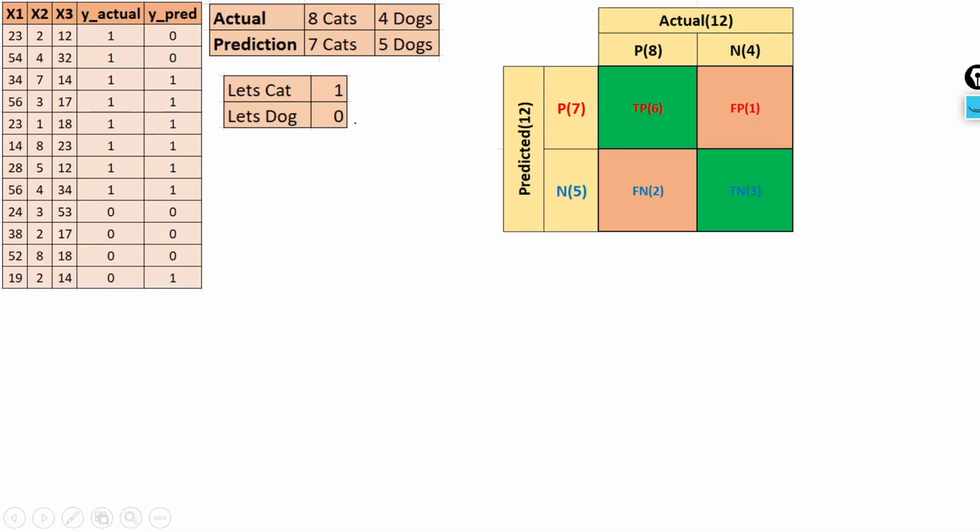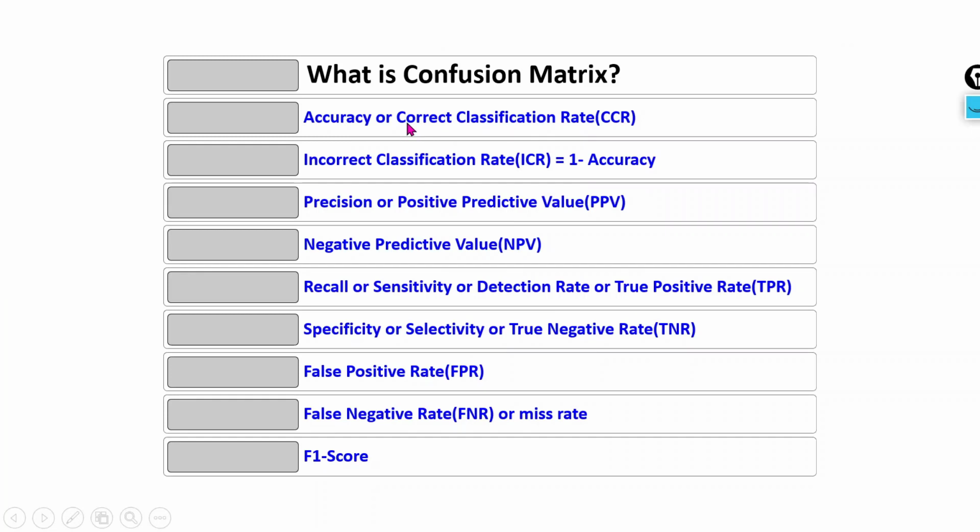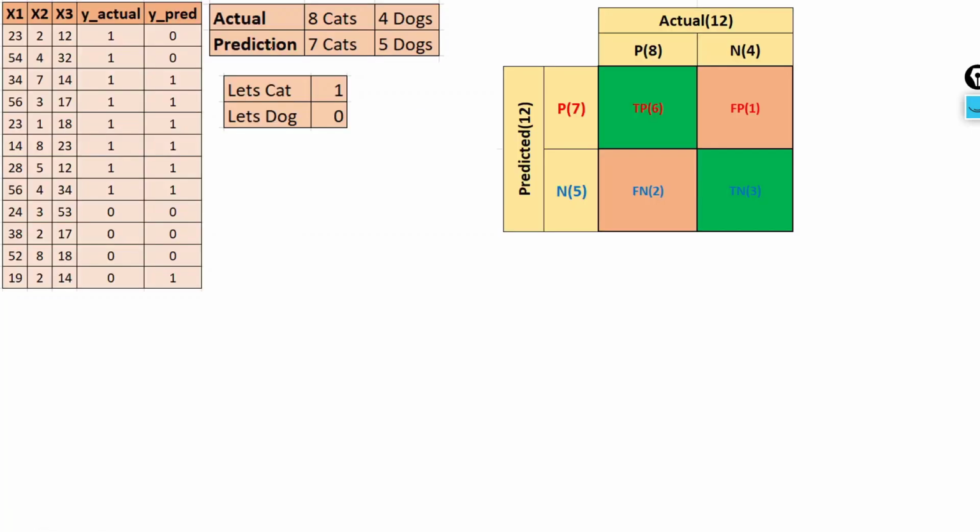Now we will understand all the performance metrics which we can derive with the help of this particular confusion matrix. So first we will understand the accuracy, or the correct classification rate. So what is the accuracy? Let's understand it in layman language.